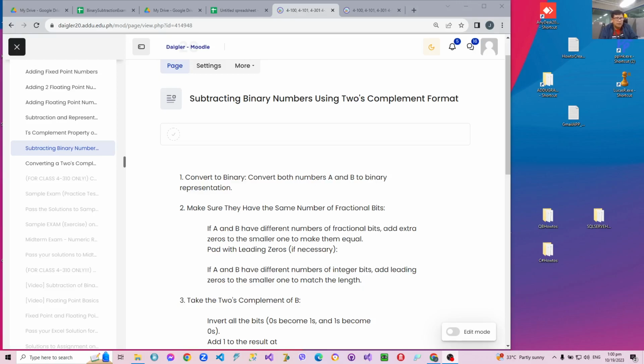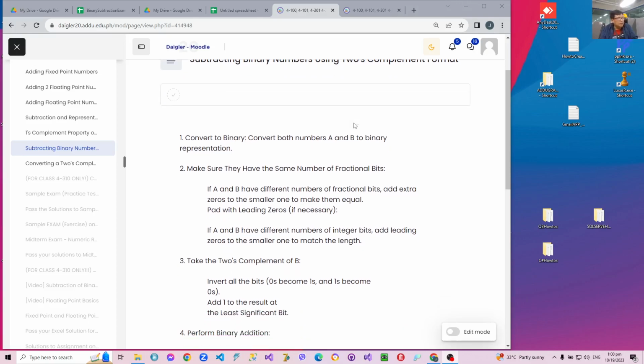In our regular site, I have a summary of the method of subtracting binary numbers using the two's complement form. So we have the following steps. If you are to subtract b from a number a, we first have to convert them both into binary. After which, we make sure that they have the same fractional and integer bits, which means that the bits before the binary point should be the same, and the bits after the binary point should also be the same both for a and b.